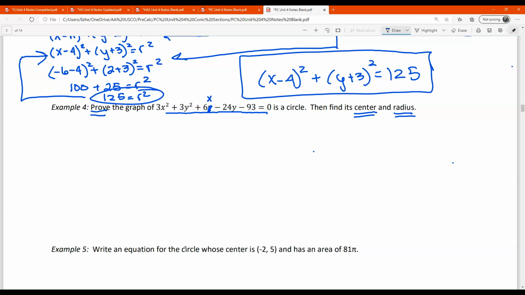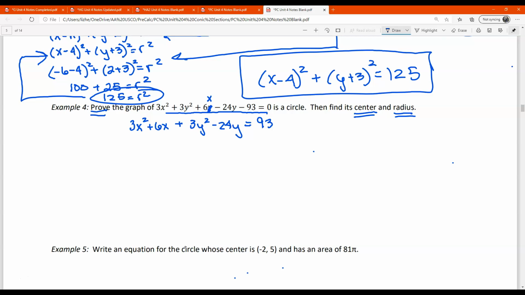So let's go ahead. The first step in this is I'm going to get all my terms with x in them together, and all my terms with y together, and I'm moving my constant to the other side. So that means I have 3x squared plus 6x. So I move my 6x over, and now I'll do my y's. 3y squared minus 24y, and then move my constant to the other side. And now I am going to complete the square for my x's and complete the square for my y's.